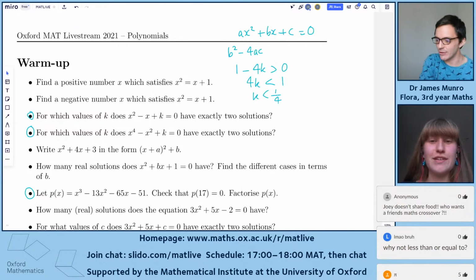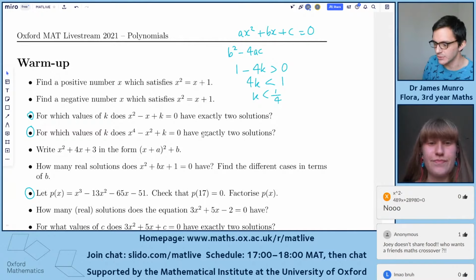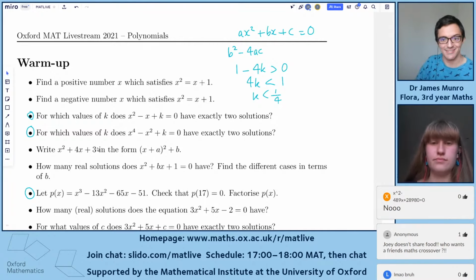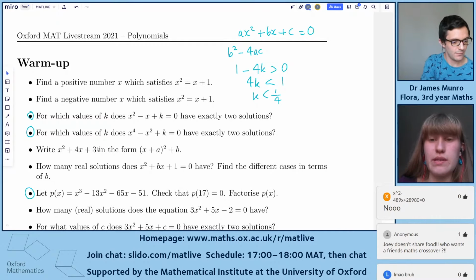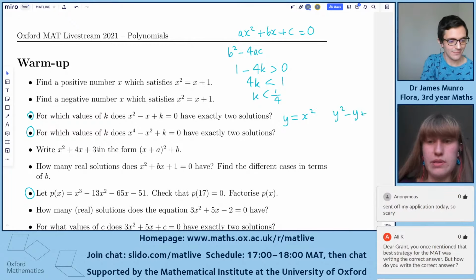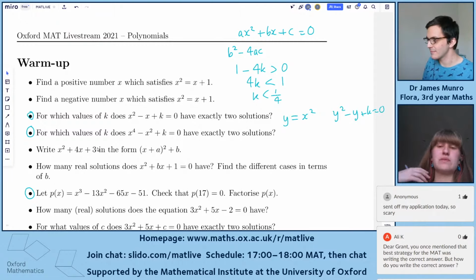I think you're about to say that this second one you've circled, starting x to the 4, looks a bit like the previous one. Yes, so I was going to say we can substitute. I'm going to say let y equal x squared. So then what we will have is y squared minus y plus k equals 0, which is the previous one.